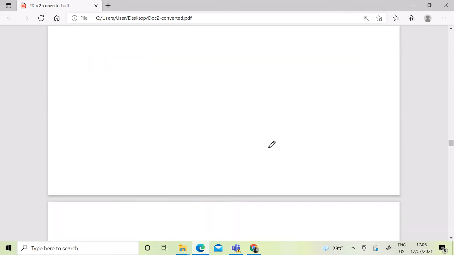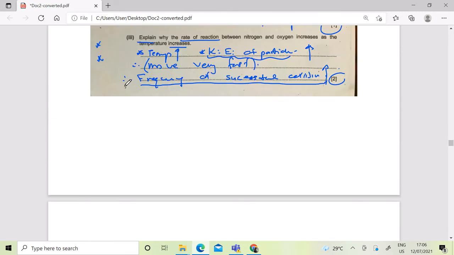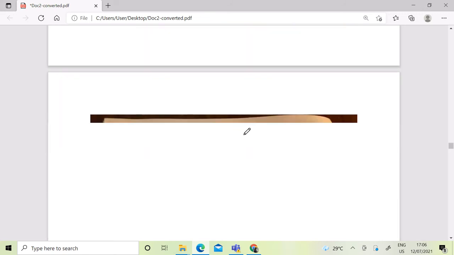Actually over here if you write more particles have more energy, more particles have energy greater than activation energy, that's also okay. Energy greater than activation energy, a bit A-level part. Some students are writing this, also acceptable. This is perfectly enough. Moving to the next part of the question.